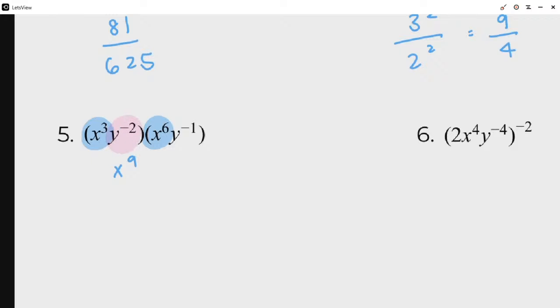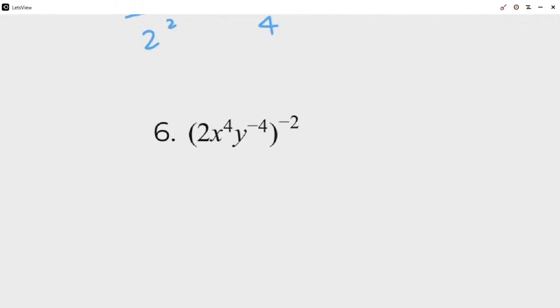And these two have a common base of y, so we can also add those exponents, and that's going to be negative 3. Now to get rid of the negative exponent, we're going to move the y to the third to the denominator, since if you have a negative exponent, you'll move it to the other side of the fraction. So since it's in the numerator, we'll move it to the denominator.